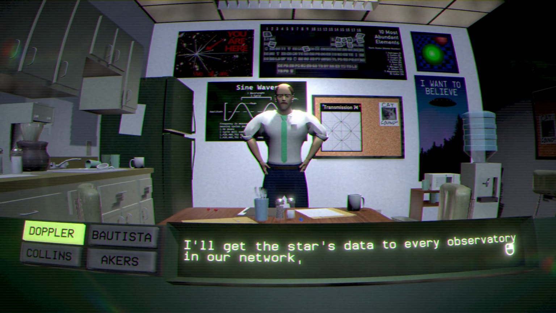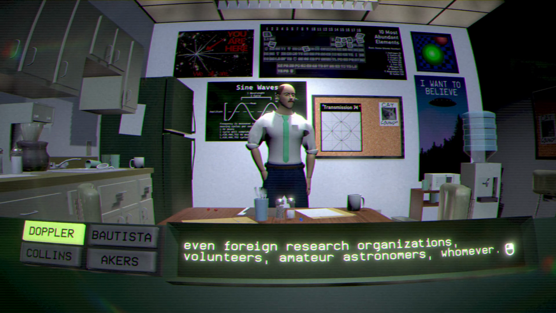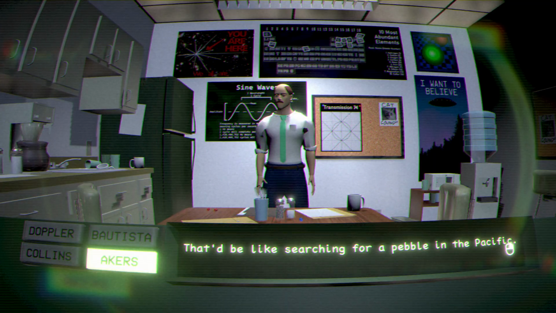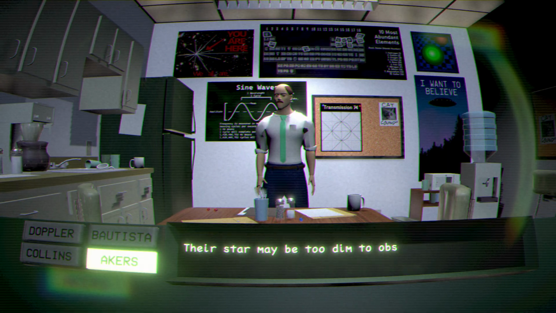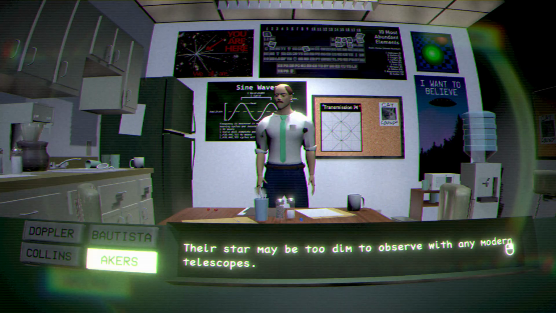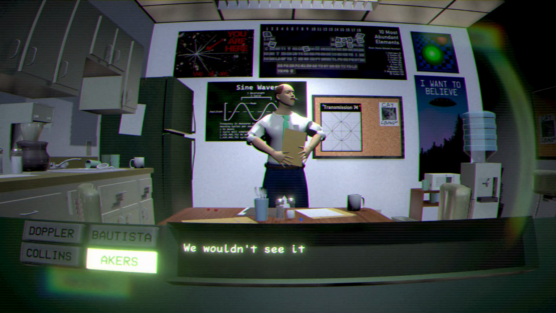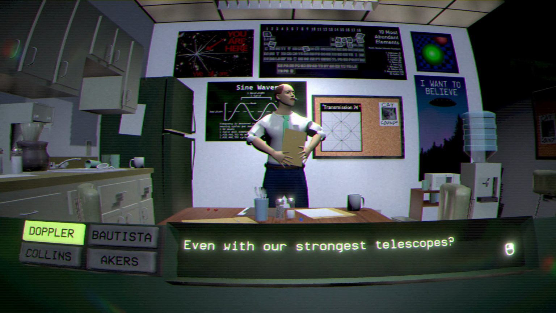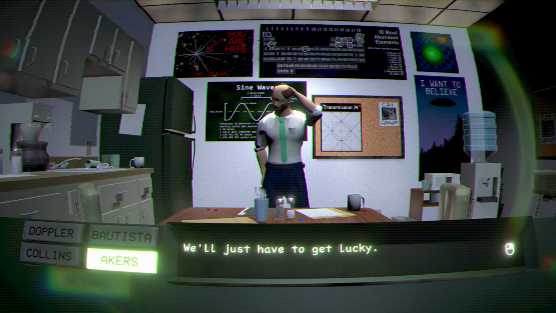I'll get the stars data to every observatory in our network, even foreign research organizations, volunteers, amateur astronomers, whomever. It'd be like searching for a pebble in the Pacific. With enough divers, we'll find it. That raises another concern. The star may be too dim to observe with any modern telescopes. Too dim? Meaning that even if we were looking dead at it, we wouldn't see it. With our strongest telescopes, still a grave possibility. What will we do? Have to get lucky.